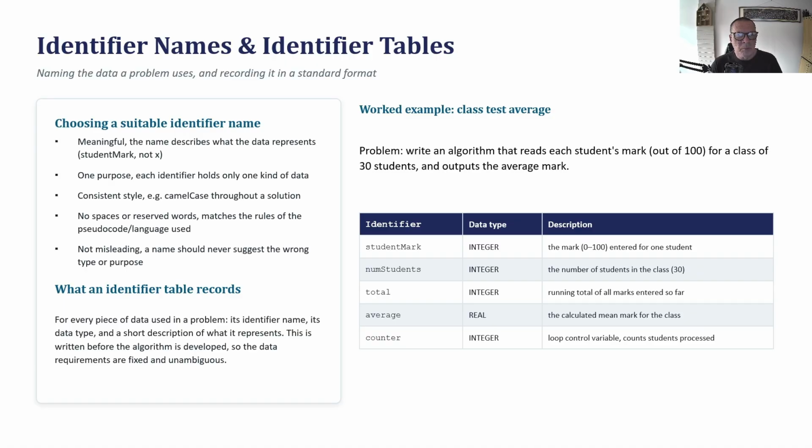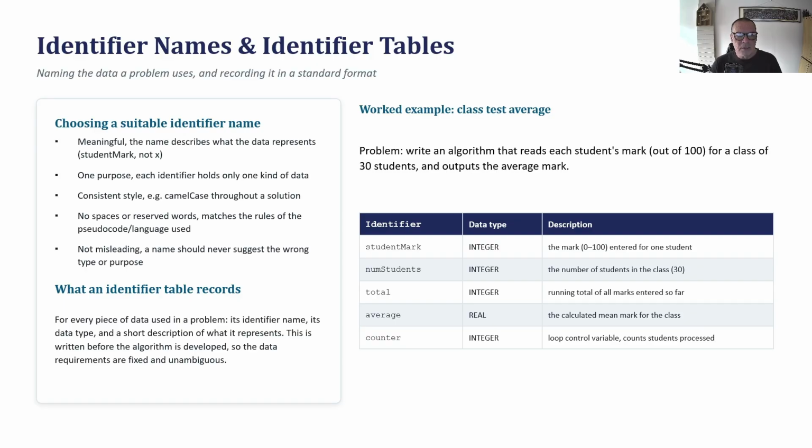Each one should only have one purpose and hold one kind of data. It should be written in a consistent style. For example, if you're using camel case, then use that consistently throughout your program. You shouldn't have spaces or reserved words in your identifier names. They'll break the rules of the programming language anyway, and you'd get syntax errors. And it shouldn't be misleading, so it should never give the wrong type or the wrong purpose.